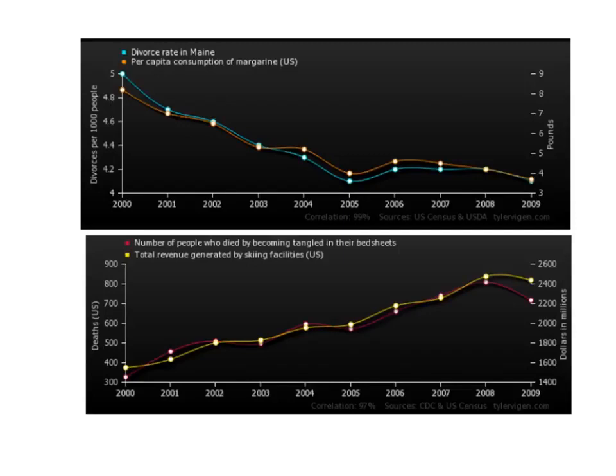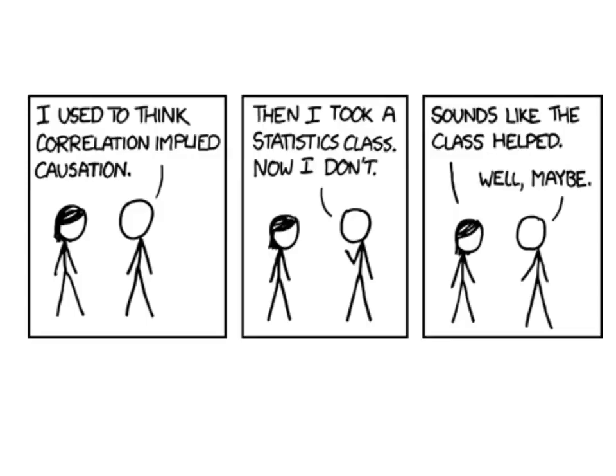Number of people who died by becoming tangled in their bed sheets and the revenue generated by ski facilities. Again, obviously, they follow very closely together. They have nothing to do with one another. So it's just kind of a funny example and a reminder that just because two things graph out to be extremely linear, that doesn't mean that the explanatory causes the response.